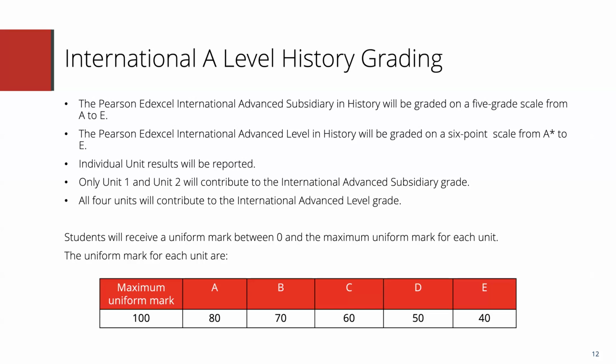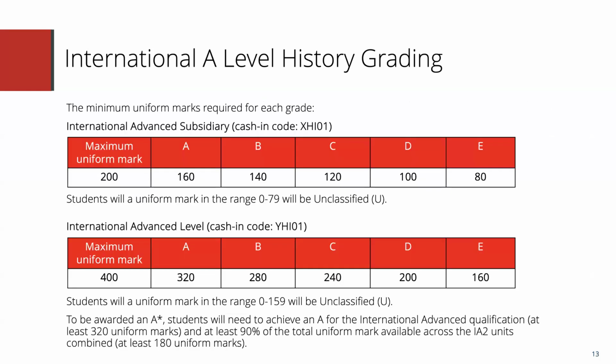Again, just the rundown for uniform marks. This is all available. We went through this on Monday. I'm quite conscious that we want to get into the marking. At international AS level, you're running between an A and an E. By the time you get into the full A level for units 1 to 4, it'll go to an A star as well. They have to achieve at least 90% of the total uniform marks available across the IA2 units combined. So that A star is almost like a separate calculation.